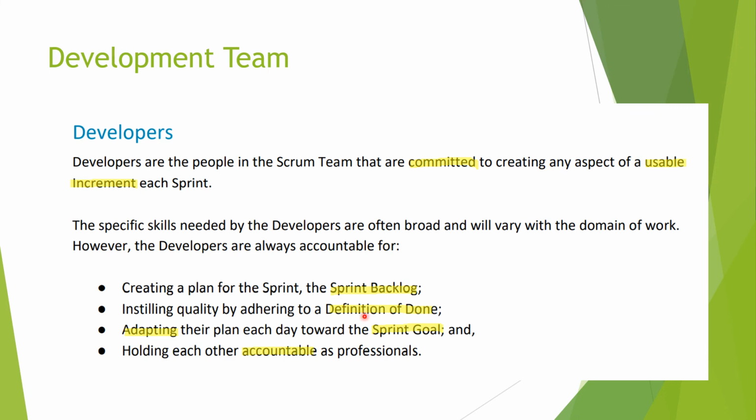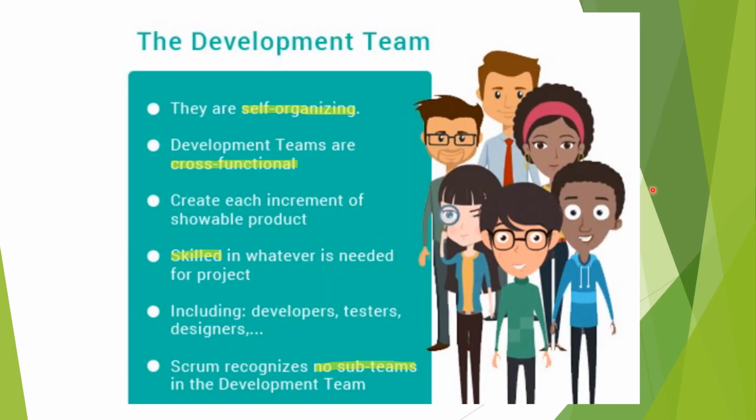They are the owners of the sprint backlog. They are the owners of the definition of done. They are the owners of the sprint goal. What are the aspects and culture of the development teams? They are self-organized. They are cross-functional. They are skilled in whatever is needed. No sub-teams.